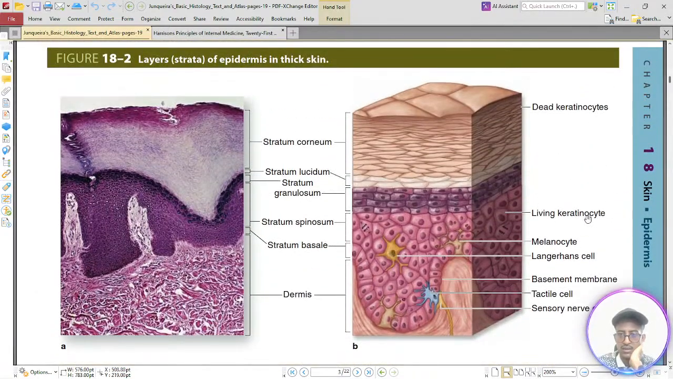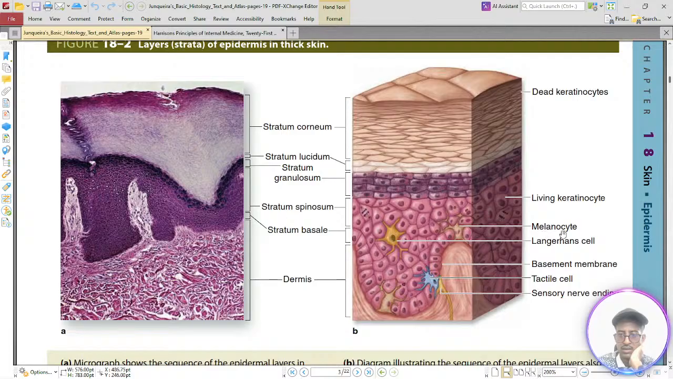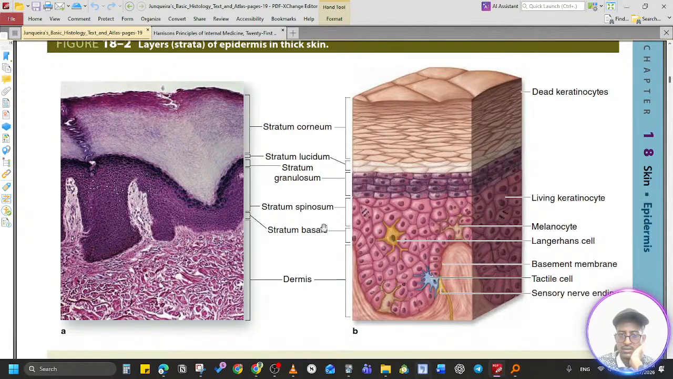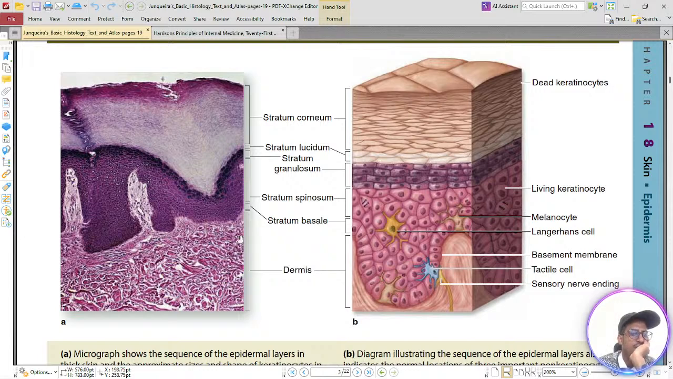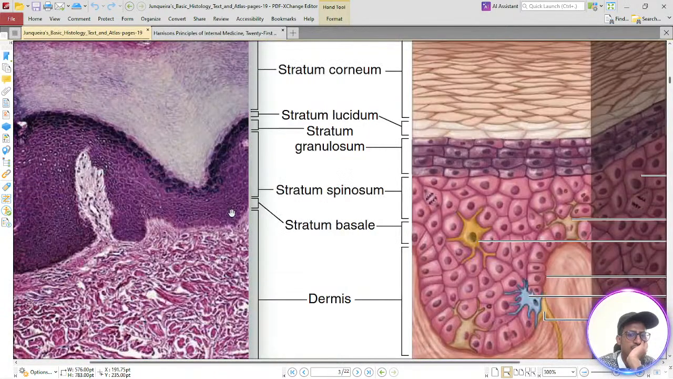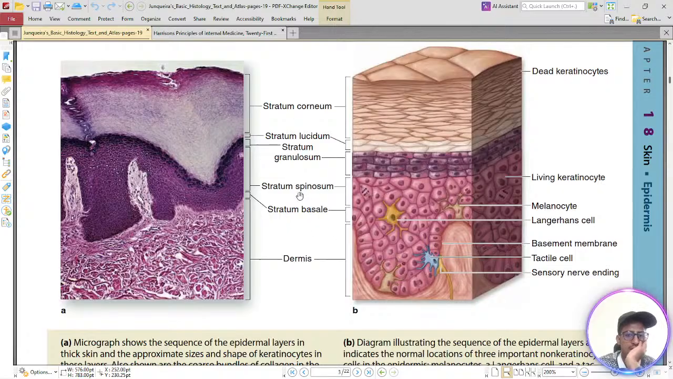So, living keratinocyte, melanocyte. Okay, so this is the stratum corneum. This one is the stratum, and this is the dermis now, but the basal layer. Oh, this one is not the dermis. Okay, this is stratum basale, stratum spinosum, stratum granulosum. This is stratum granulosum.